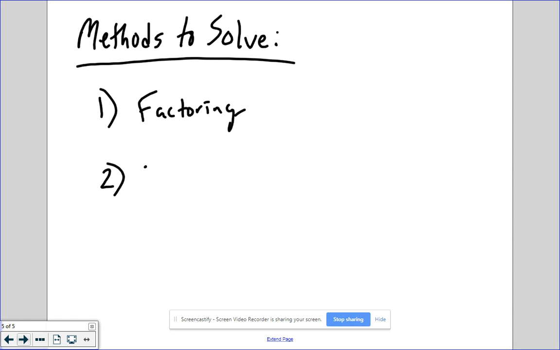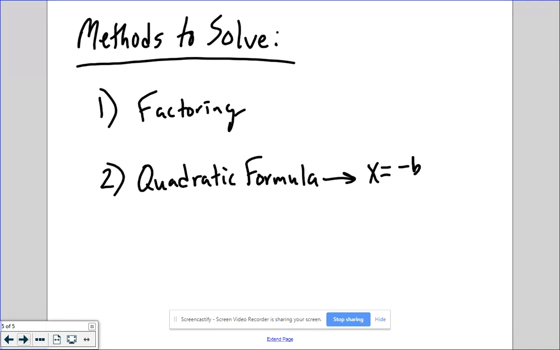A secondary method is the quadratic formula, which is the opposite of b, plus and minus the square root of b squared minus 4ac, all over 2a. That's the quadratic formula, which hopefully you remember from geometry or algebra 2. You probably did it quite a bit in geometry as well.